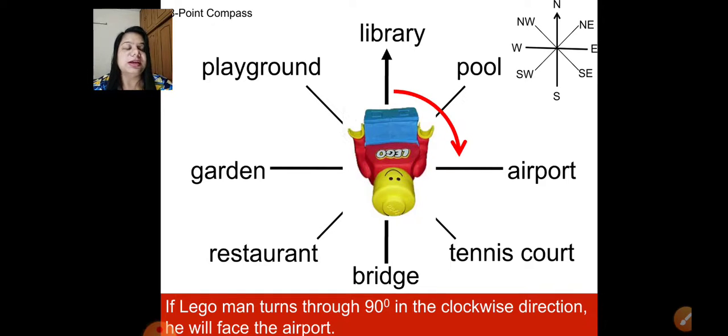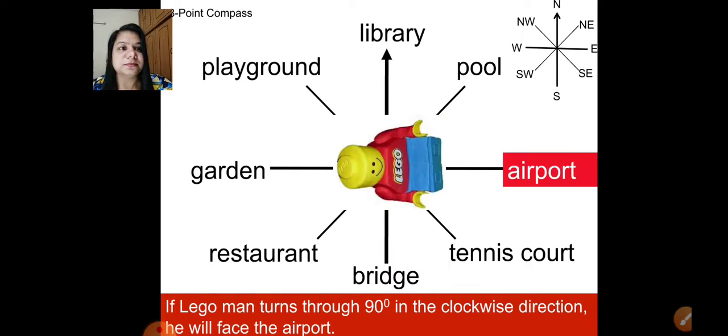So if he will move 90 degree angle from north, he will move to the east. So he will move to the airport. I have shown it with the red arrow. Just check, if he is facing the library and he turns through 90 degree angle in clockwise direction, this is important, he is moving in clockwise direction, so he will face the airport. Okay. So now just check, 90 degree turn and he is facing towards the airport.